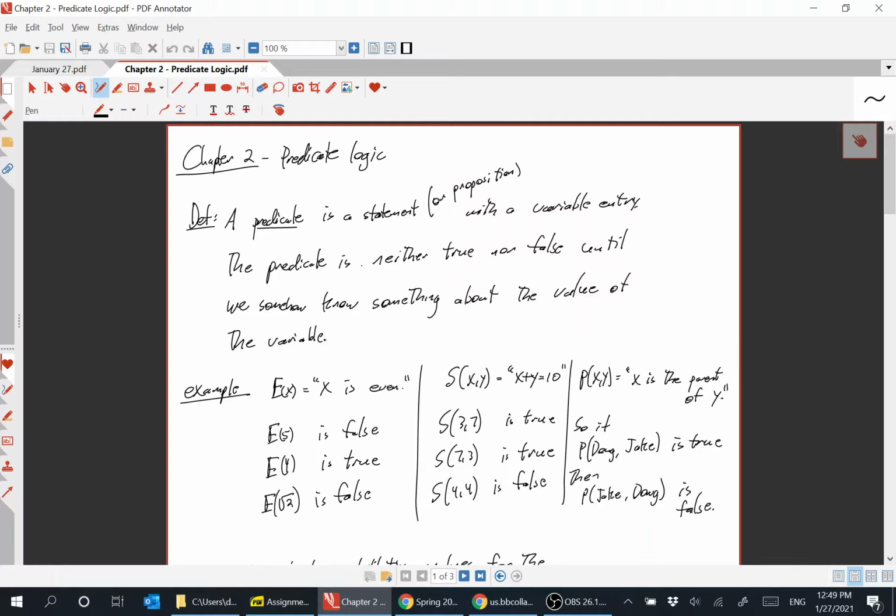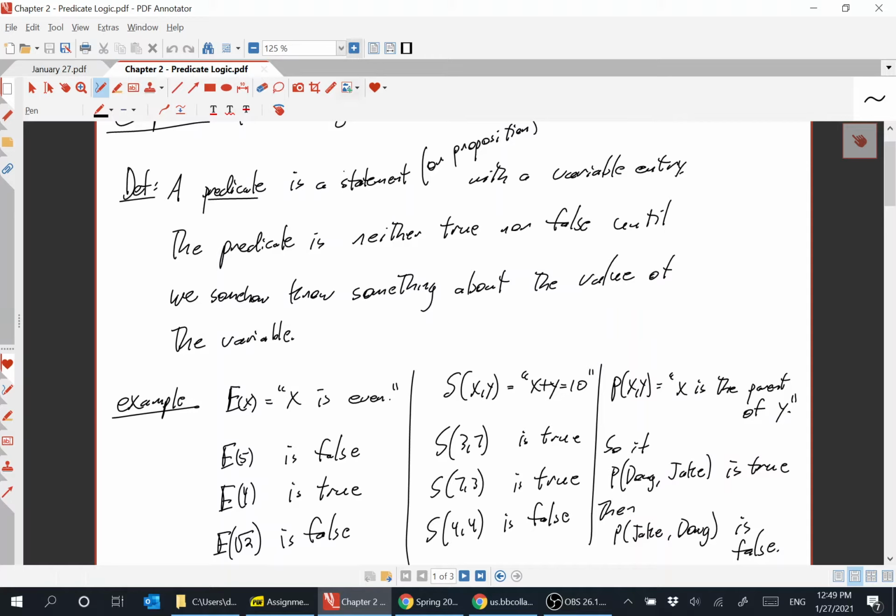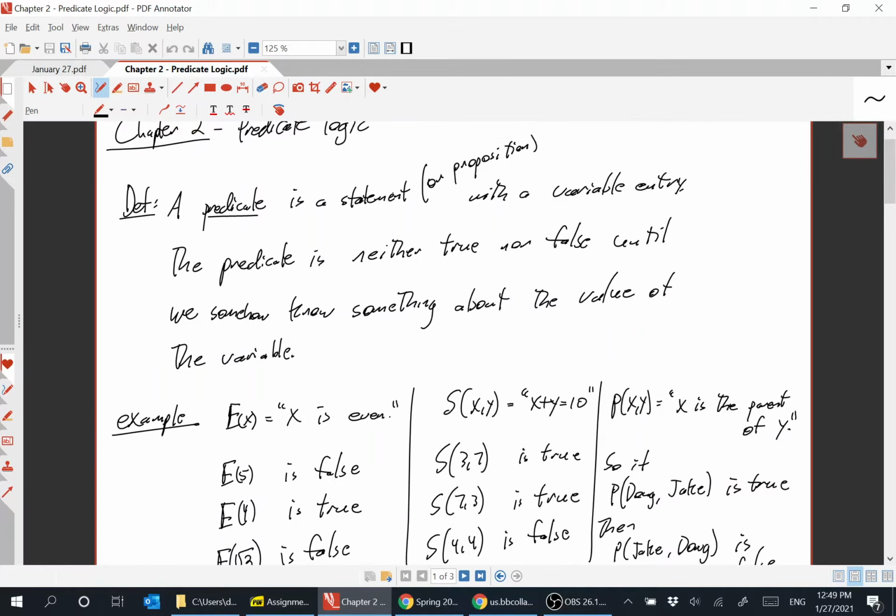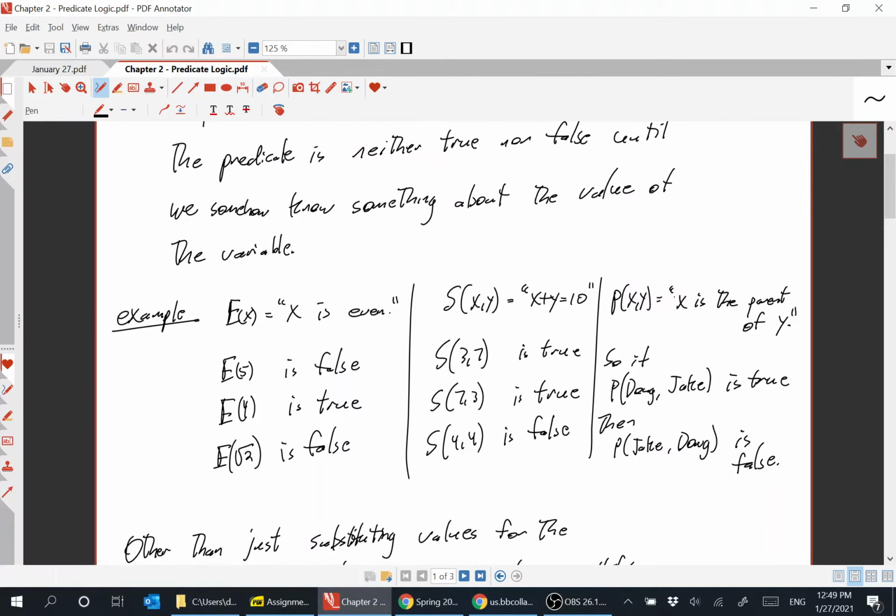All right. So let's do a quick recap. A predicate is a statement or a proposition, if you want to call it that, with a variable entry, and the predicate is not true or false until you somehow know something about the value of that variable entry. And you can change it, with different entries it becomes different. So E of X is the statement X is even. Right? So E of 5, 5 is even, that's false. E of 4, 4 is even, that's true. E of the square root of 2, well, non-integers are neither even nor odd, so we just say false.